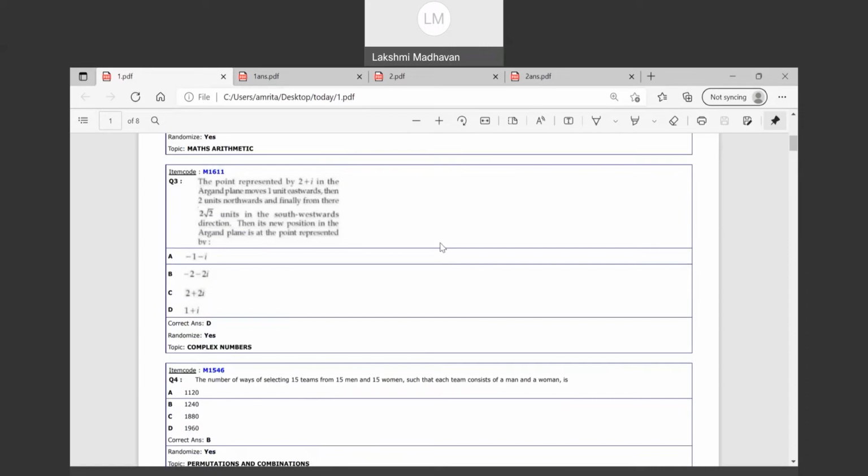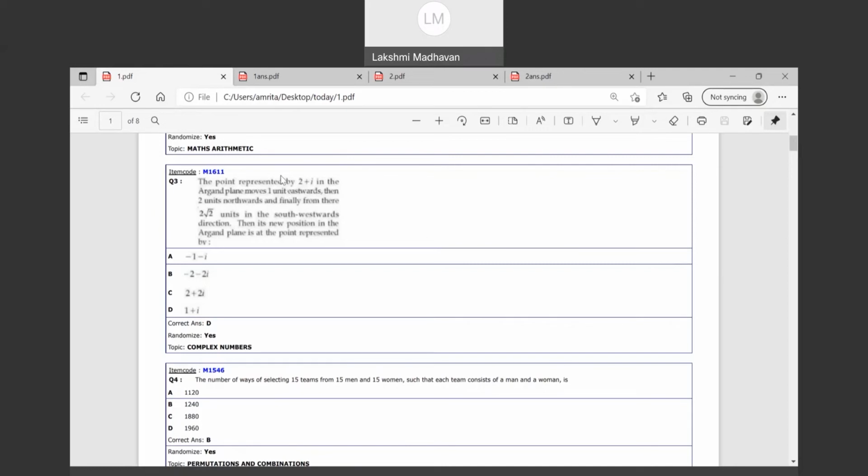It moves 1 unit eastwards. After that, it moves 2 units northward. And then it moves 2√2 units in the southwestwards direction. We have to find out its new position, and what point the new position is represented by. What are the points in the new position?